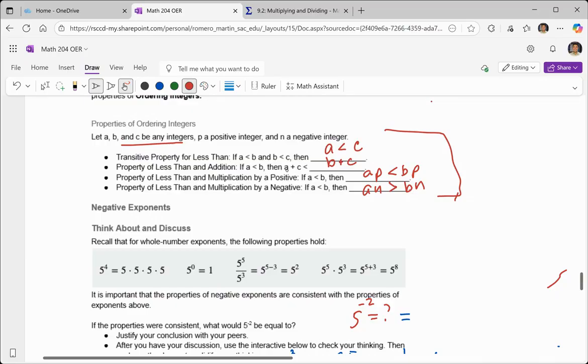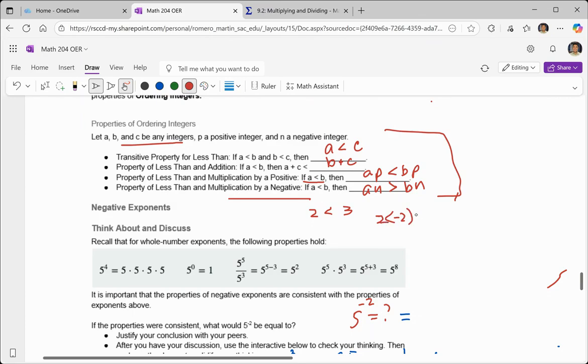If A is less than B, then A plus C is less than B plus C. So if I add the same amount, the inequality will still hold. Now, when we multiply by a positive, the inequality holds. If you have A less than B and I multiply each number by the same positive number, the inequality holds. Now, the opposite is true for multiplication by negative numbers. If A is less than B and we multiply by a negative number, so let's say 2 is less than 3, and I multiply both sides by negative 2. Let's just pick a negative number, that's 2.